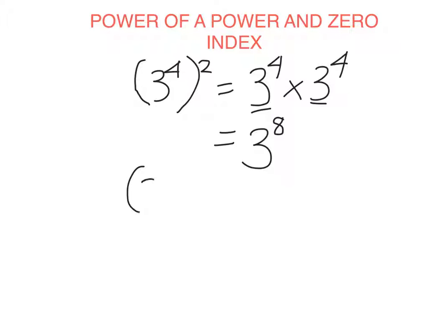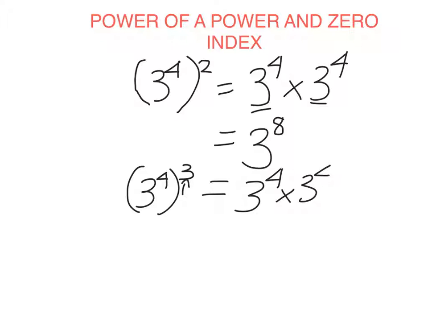So if we were to do something like 3 to the power of 4 to the power of 3, remember now cubing something is the same as multiplying by itself 3 times. So I multiply 3 to the power of 4 by itself 3 times. But using the same index law that we learned last time, I can simplify this. So I keep the same base and I add the powers, 4 plus 4 plus 4. I just add them together. And of course, 4 plus 4 plus 4 is equal to 12. So this is 3 to the power of 12.